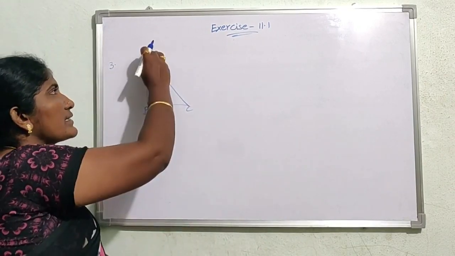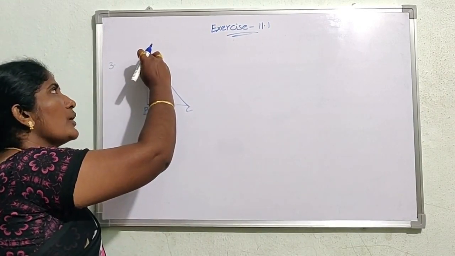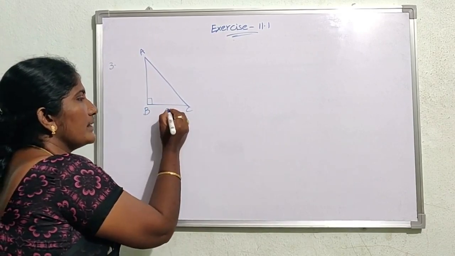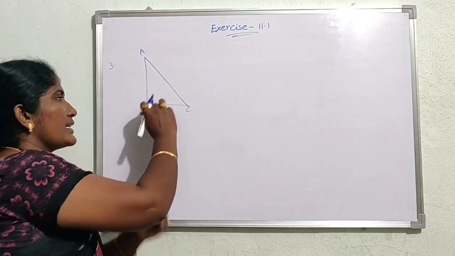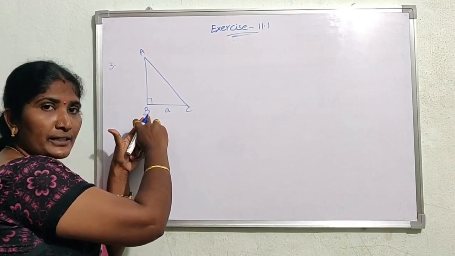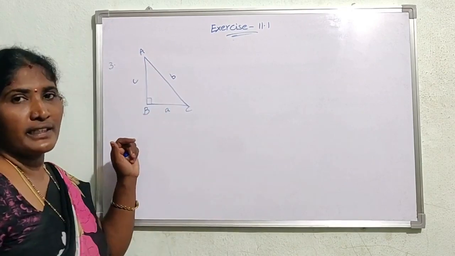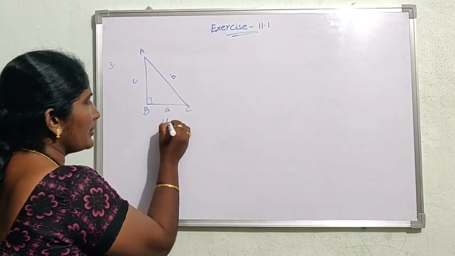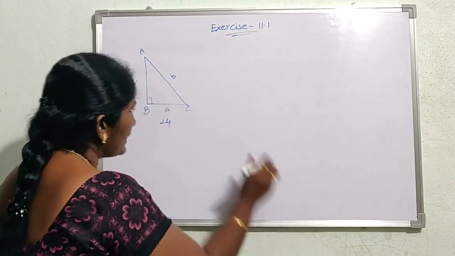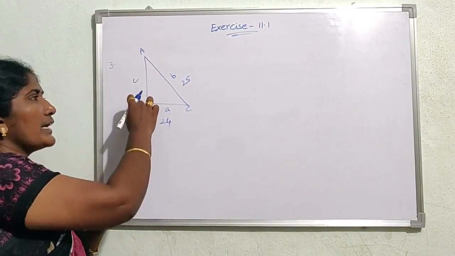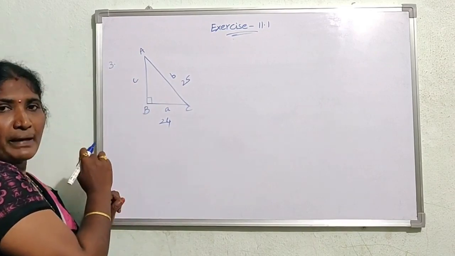Here small a means it's nothing but the side which is opposite to capital A. Capital A opposite side is BC. This is small a, and small b is the side which is opposite to capital B. Small b, and this is small c. Here they gave small a is 24 units and small b is 25 units. First we want to find out AB, again by using Pythagoras theorem.